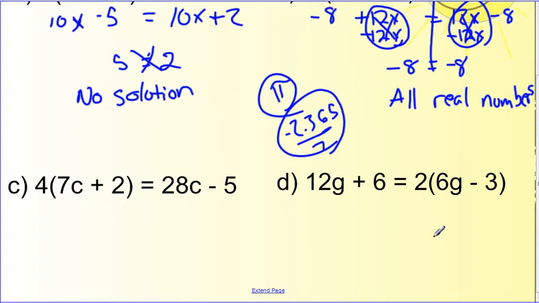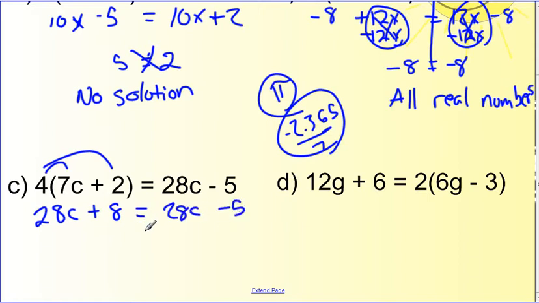Okay? So, let's see a couple more. And really, those are going to be our two options. We're either going to get no solution or all real numbers in this example. So I'm going to distribute. I get 28c plus 8 equals 28c minus 5. You might be able to see that this guy and this guy are going to cancel. You're going to be left with an 8 equals negative 5, which is not going to work. So this problem is probably going to be no solution. But let's actually finish our work to find out.